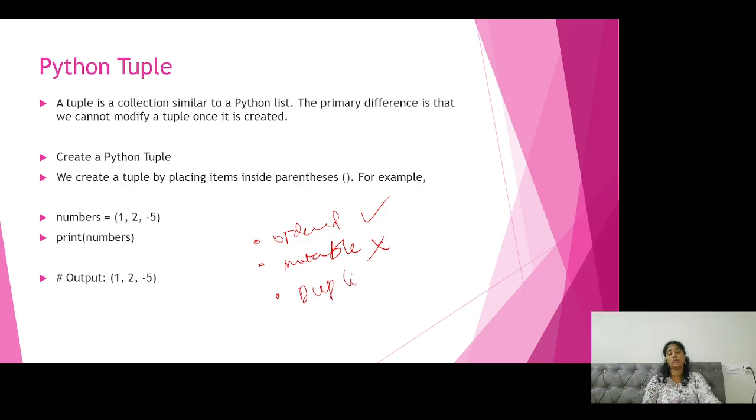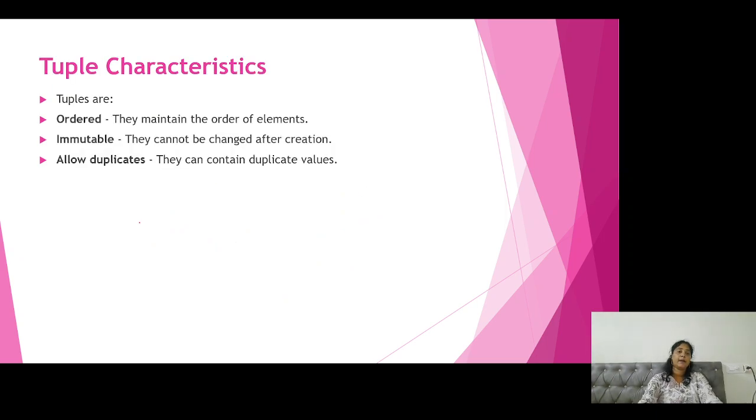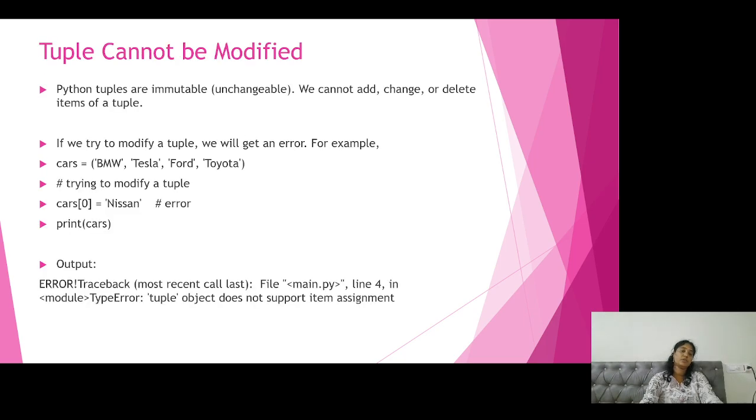And whether it will allow you to store the duplicates. Yes, it will allow you to store the duplicates. Duplicates are allowed, but the only difference is list is mutable, tuple is immutable, and list we will enclose in square braces, tuple you have to enclose in round braces. Whenever you print, it prints in the same order. 1, 2, minus 5 are elements. It is a tuple because you enclosed in round braces. Characteristics, as I said: ordered, immutable, and it will allow you to store the duplicates.